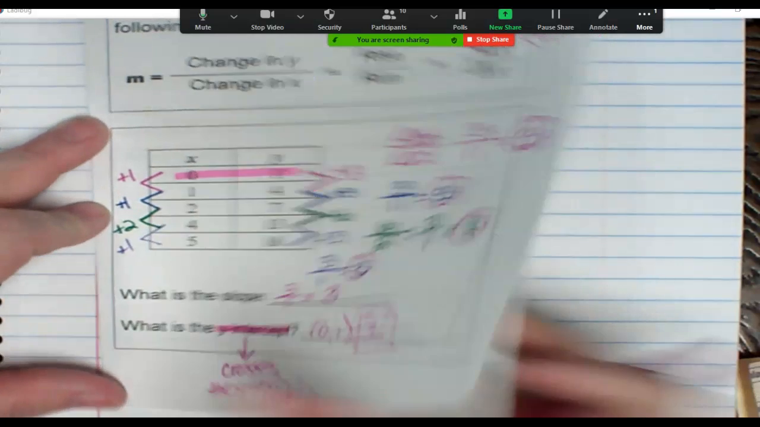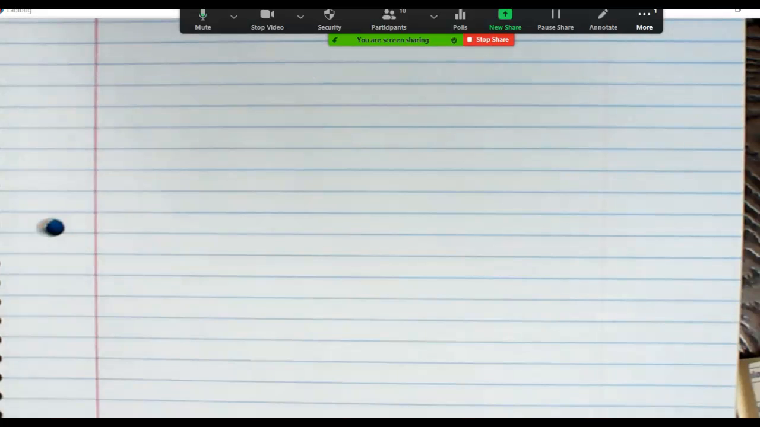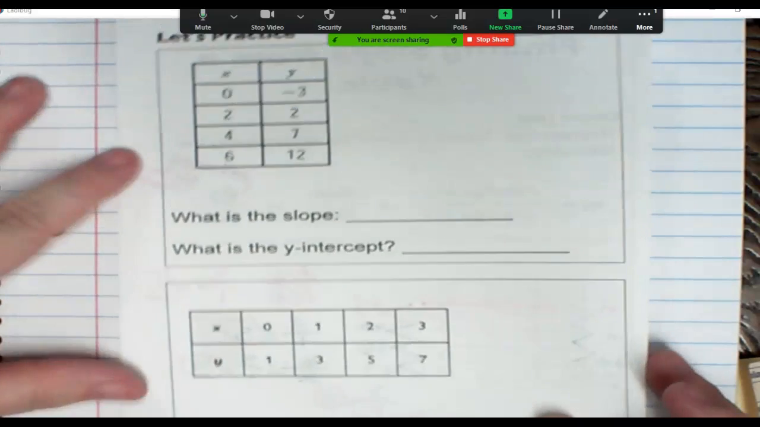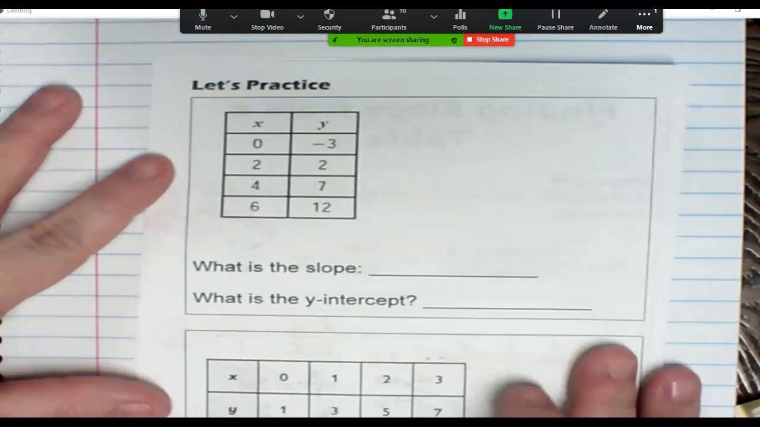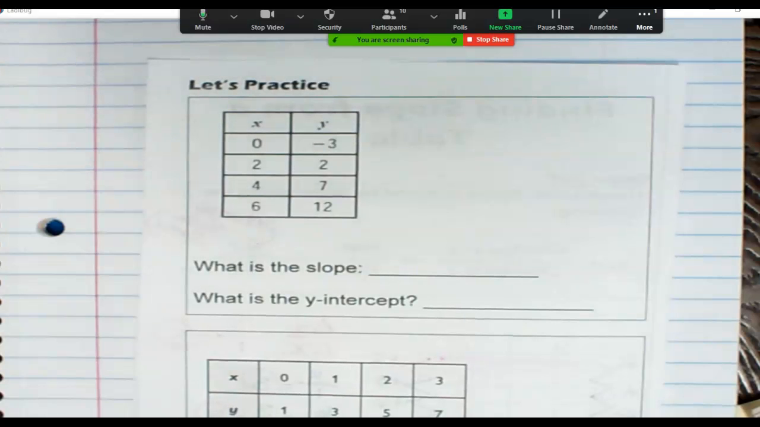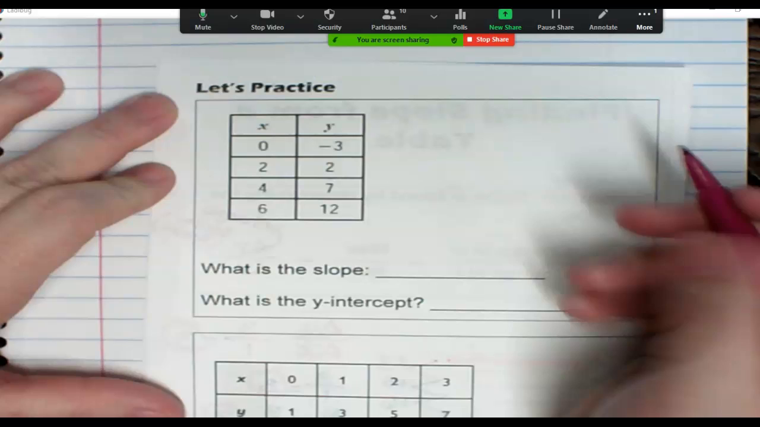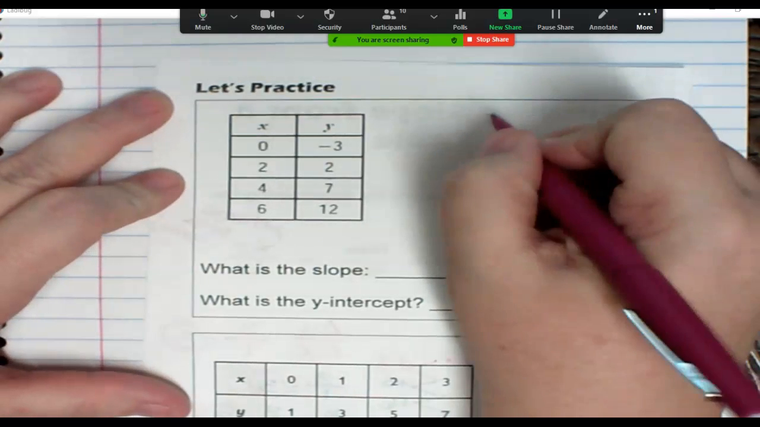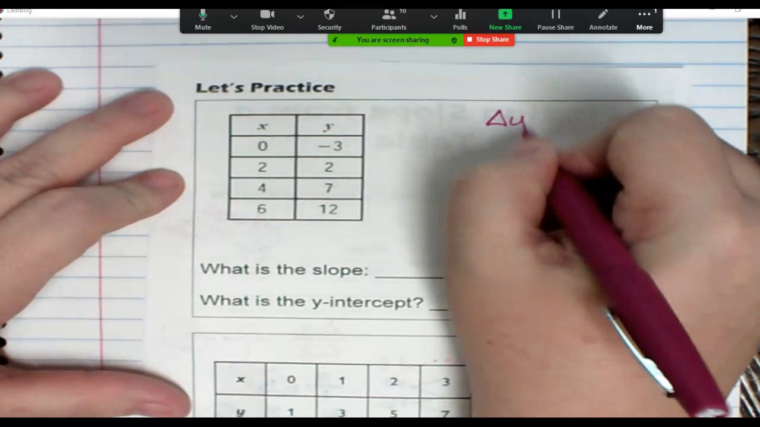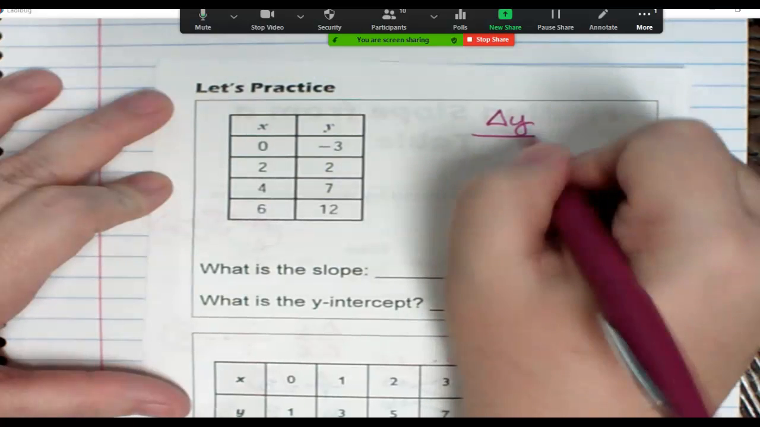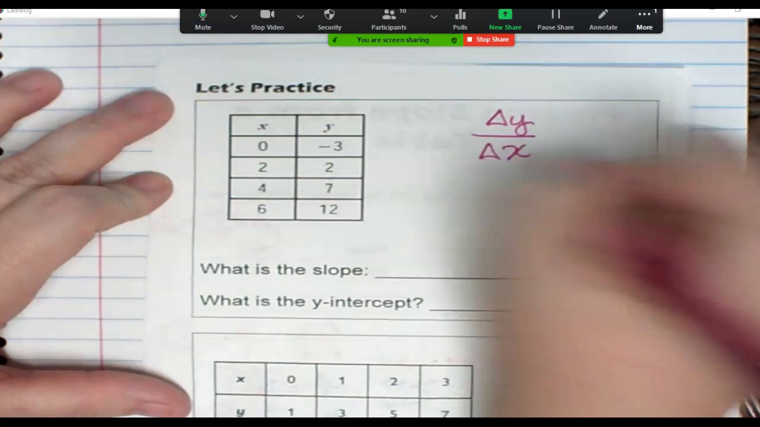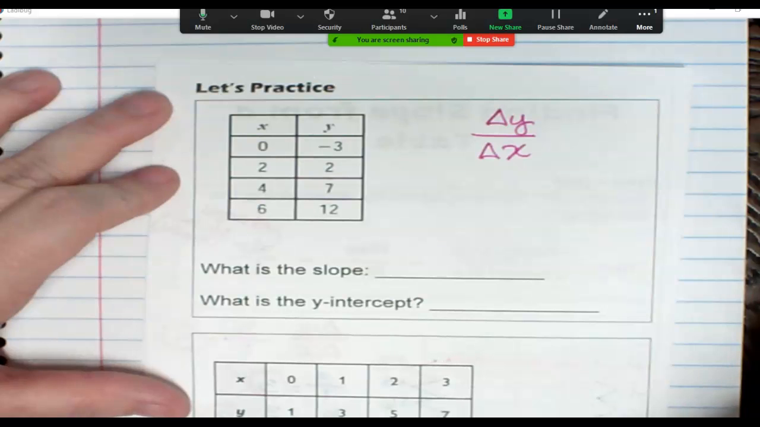Okay, let's open up the notes. Yep, now we're on let's practice. So how do I find slope from a table? Am I going to count rise over run? Nope. What am I going to do instead? Change in y over change in x. Delta y over delta x. And we just say that as change in y over change in x.